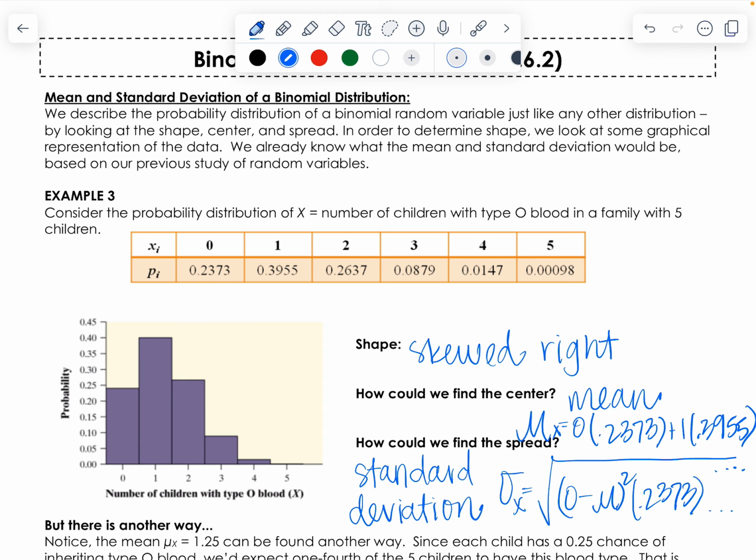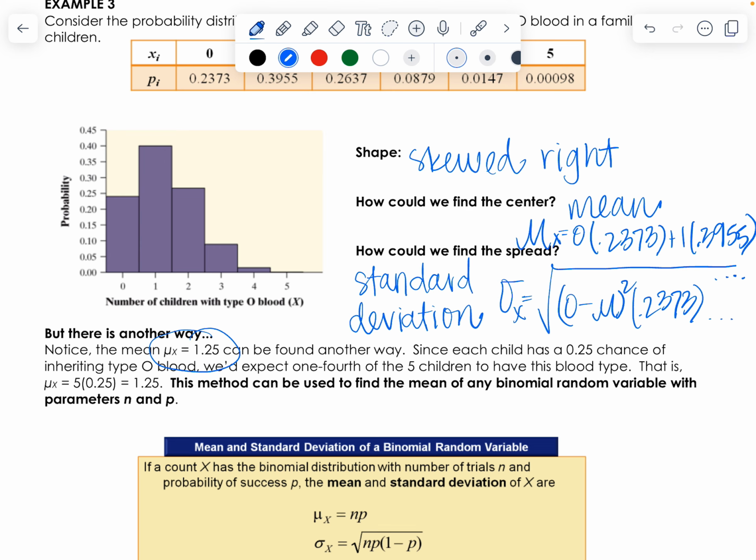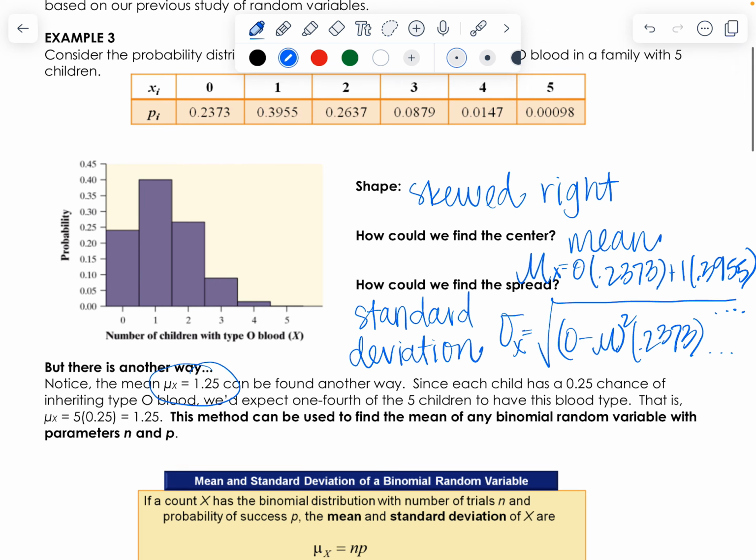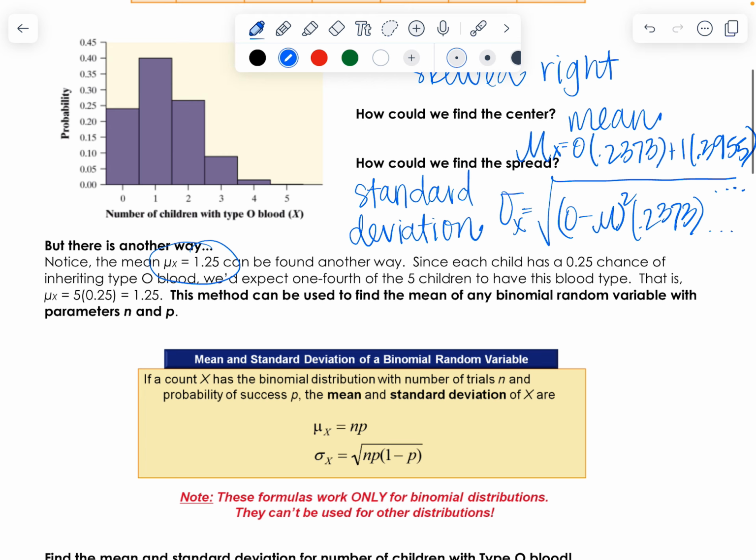Luckily for us, the mean, which is 1.25, could have been found by multiplying the number of children, n, which was 5, by the probability of success, p, which was 0.25. 5 times 0.25 is 1.25. All right, and that method can be used to find the mean of any binomial random variable when you have the n and the p values. And so this brings us to our formulas.